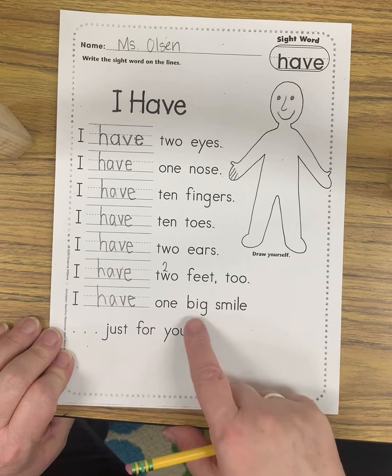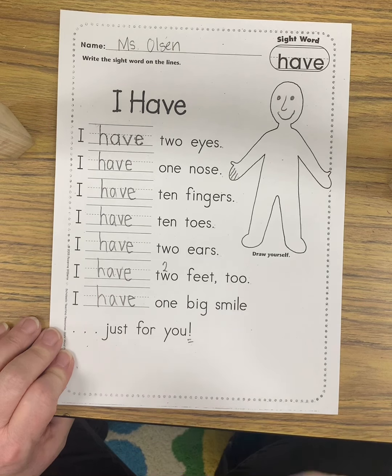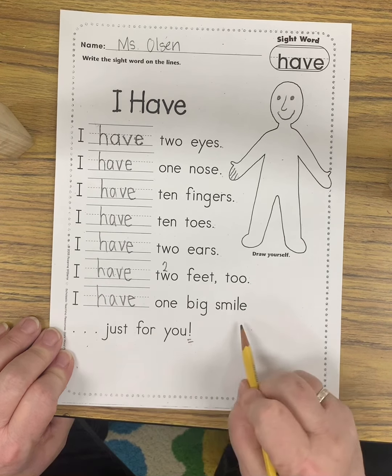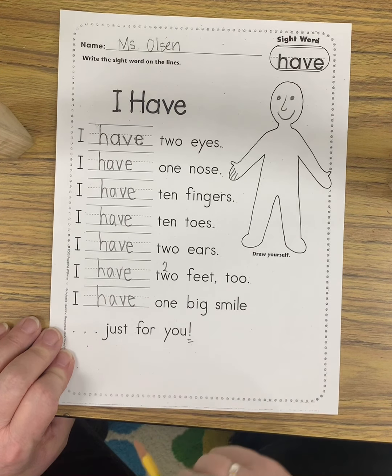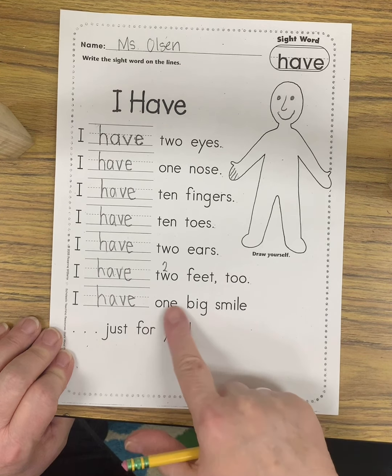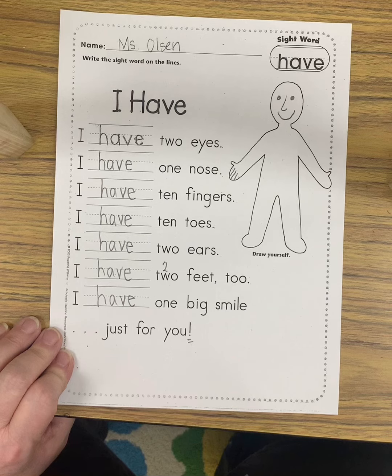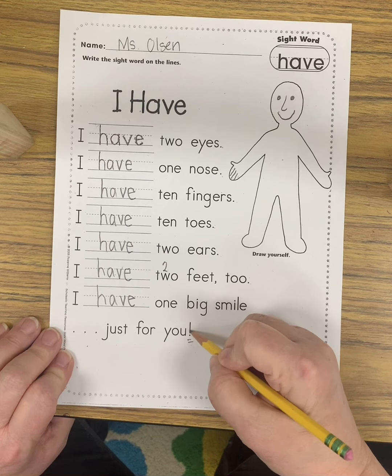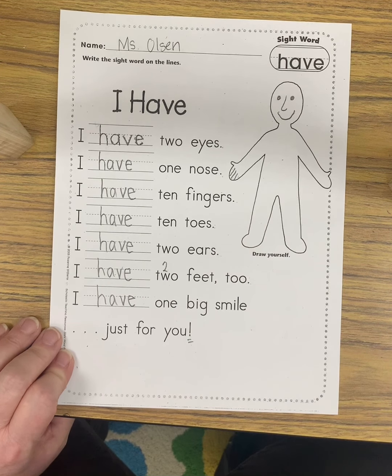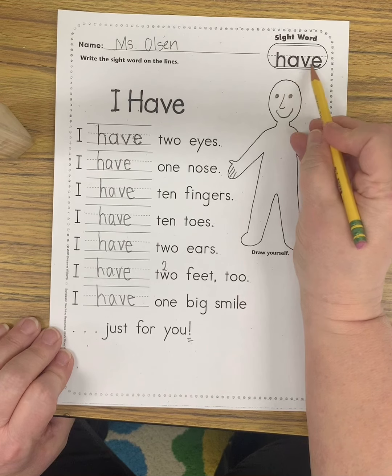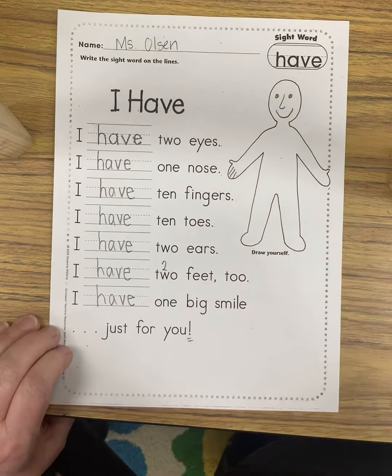The reason why it has it is because they're either really excited about giving you that smile or they really mean it. That's probably what it is, that they wrote this poem to mean that they had a really big smile just for you. And I know I have a big smile for all of you. Okay, so HAVE, we're working on the sight word have this week.